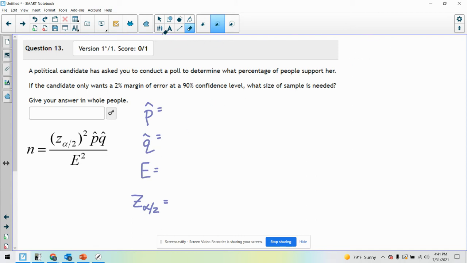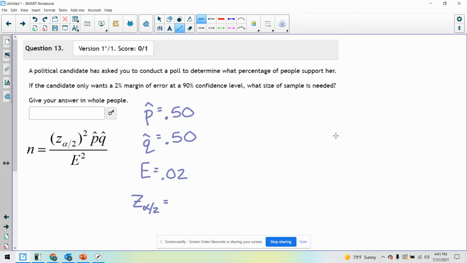Whenever they don't give you P hat, you're always just going to assume that P hat and Q hat are both 50%, unless they tell you otherwise. Okay, our margin of error is 2%, written as a decimal is 0.02. Now, where do we get this Z value?